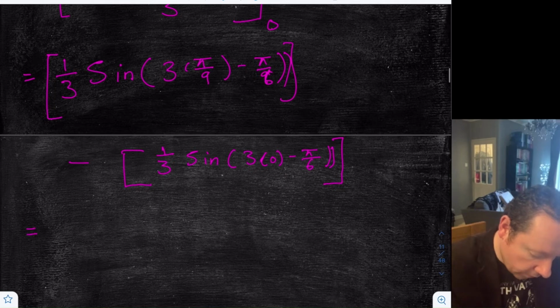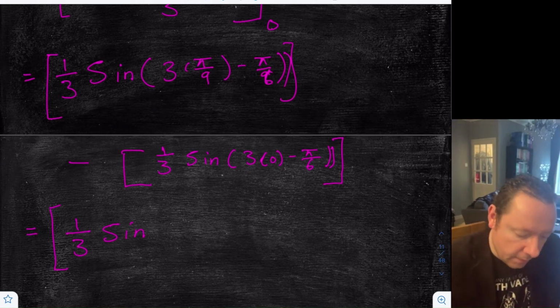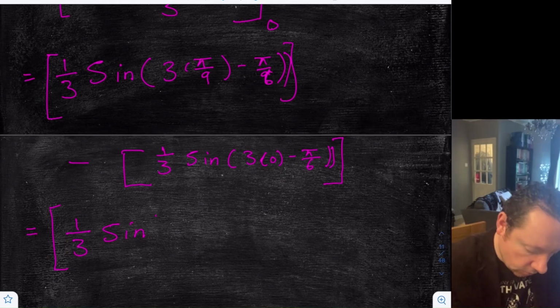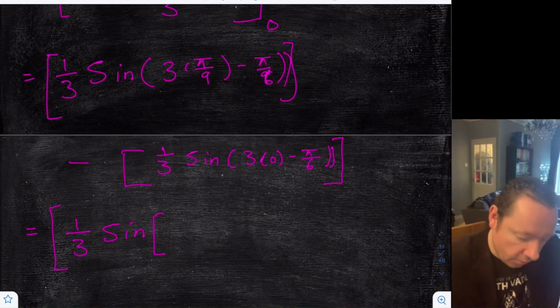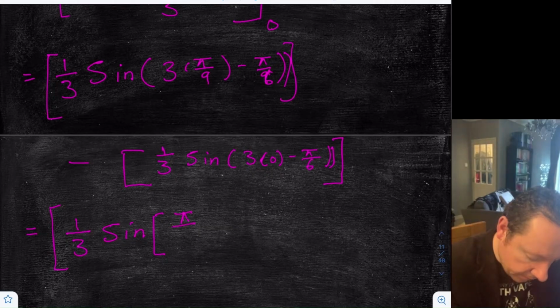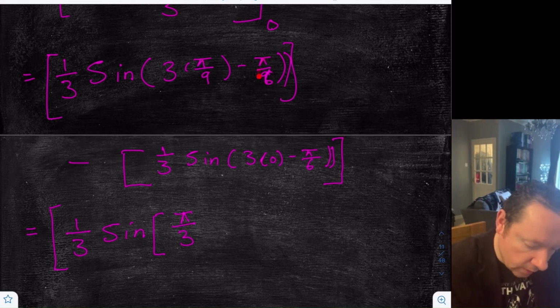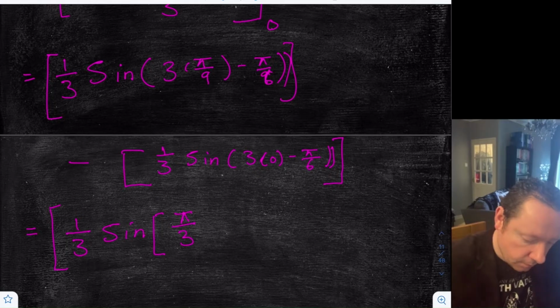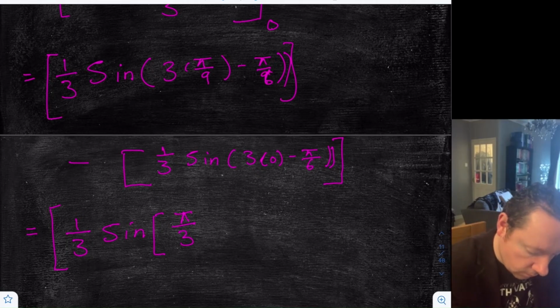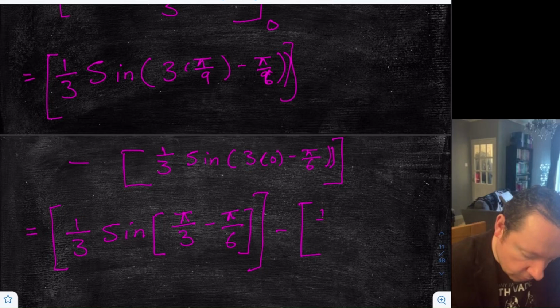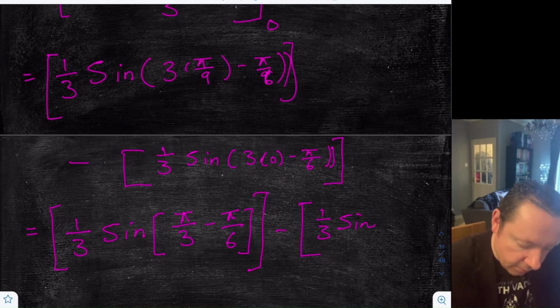So that gives me 1/3. If I take my first one, sine of 3 pi over 9. So let's just do this. 3 pi over 9 is pi over 3. So I've got pi over 3, and then our pi over 6, we can think of that as minus pi over 6. Take away a third of sine. And then 3 nothings is nothing, so it's just minus pi over 6.